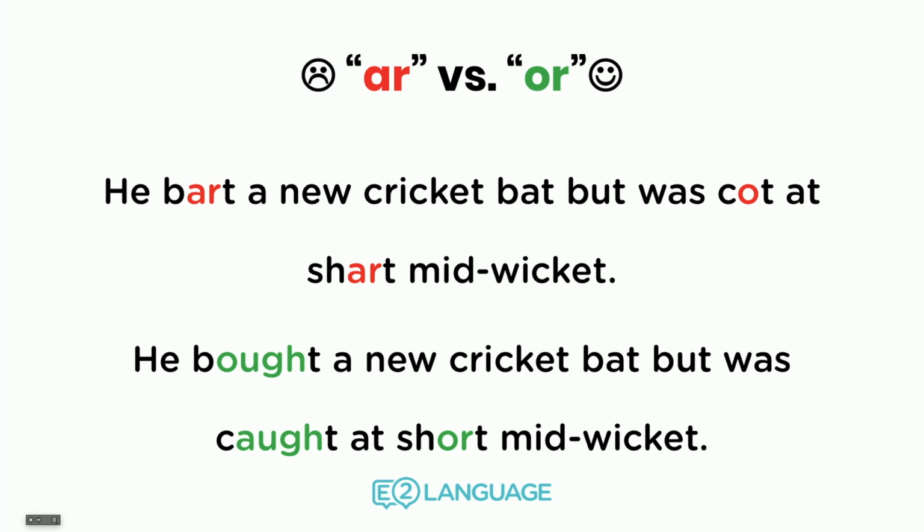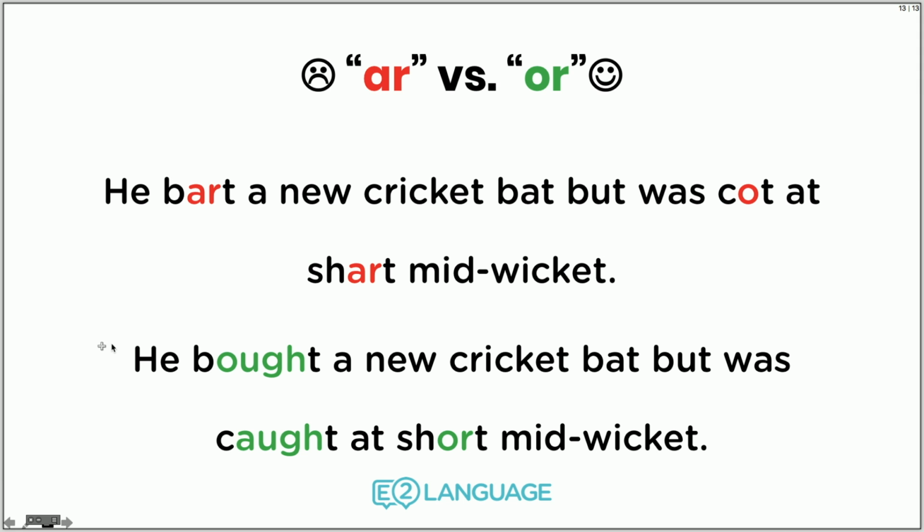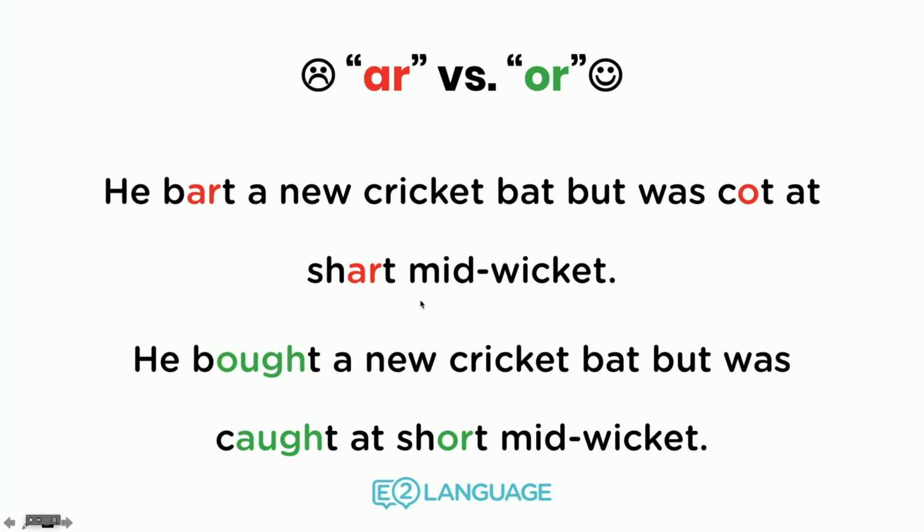Okay, let's look at some sentences here. So let me say it correctly first. He bought a new cricket bat but was caught at short mid-wicket. I tried to make a cricket analogy here. He bought a new cricket bat but was caught at short mid-wicket. Don't say he bought a new cricket bat but was caught at short mid-wicket. Okay, or.